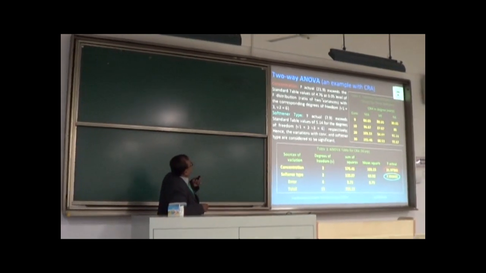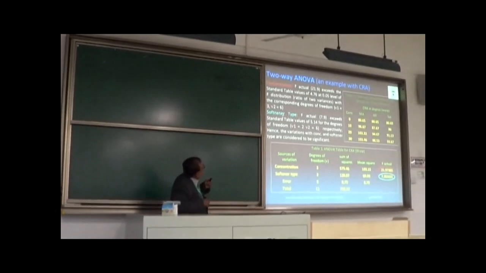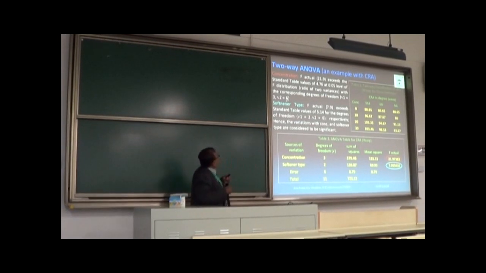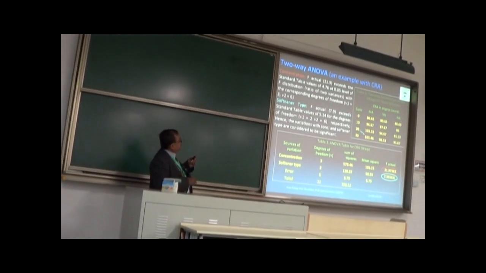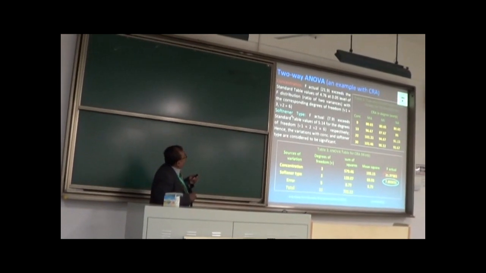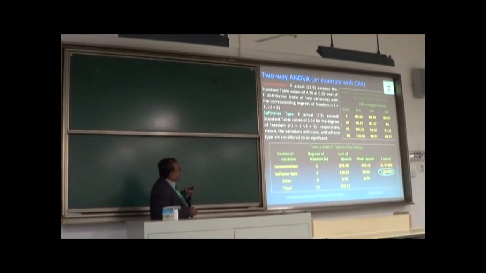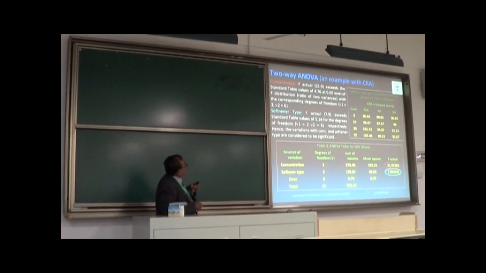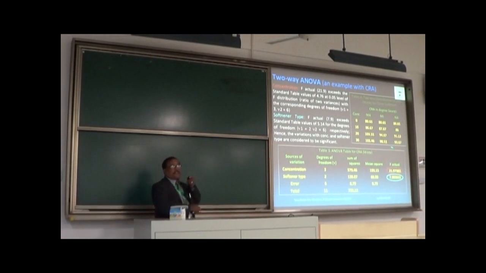This is the standard table value with this degree of freedom, nu1 equal to 3 and nu2 equal to 6. With this variance, the table value is only 4.6. But we have this actual value 21 for concentration, and for softener this ANOVA test gives actual value 7.9. This was also higher than the table. So what it comes to is that variation in concentration and softener are significant.